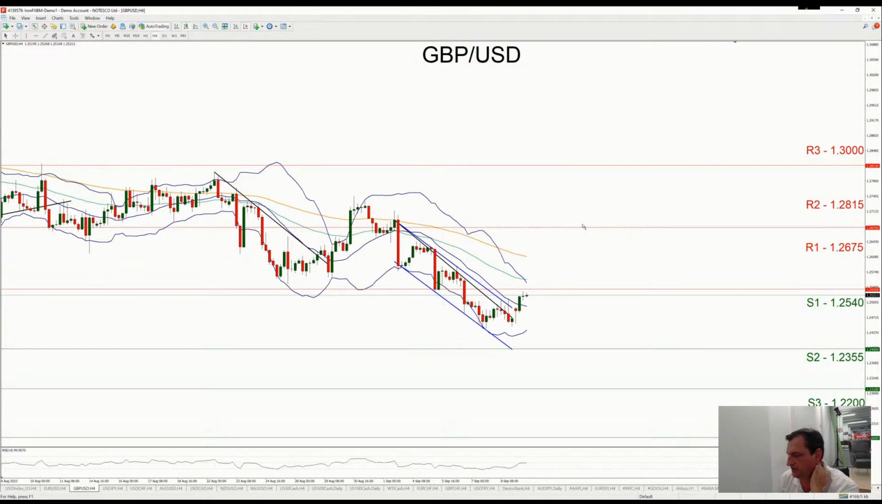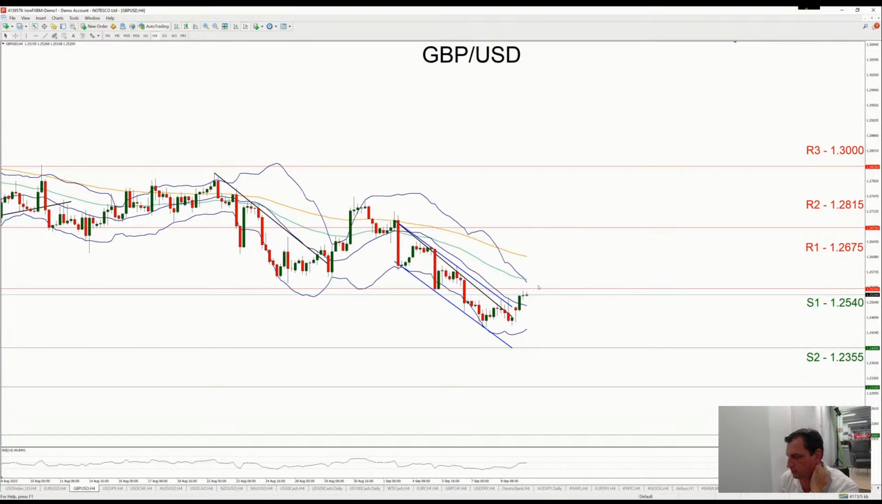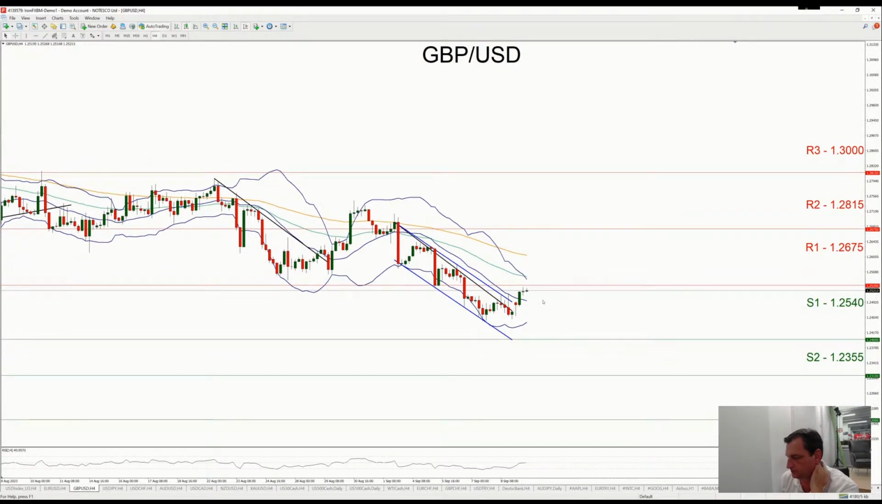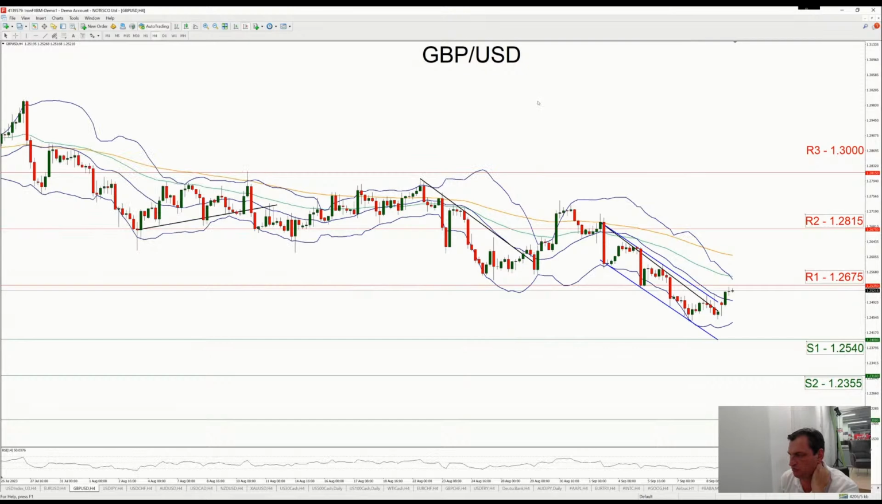Now, GBP/USD, allow me to reposition the labels. In a similar movement as the euro against the US dollar, the pound has broken the downward channel guiding it and seems to be about to test the R1 1.2675.